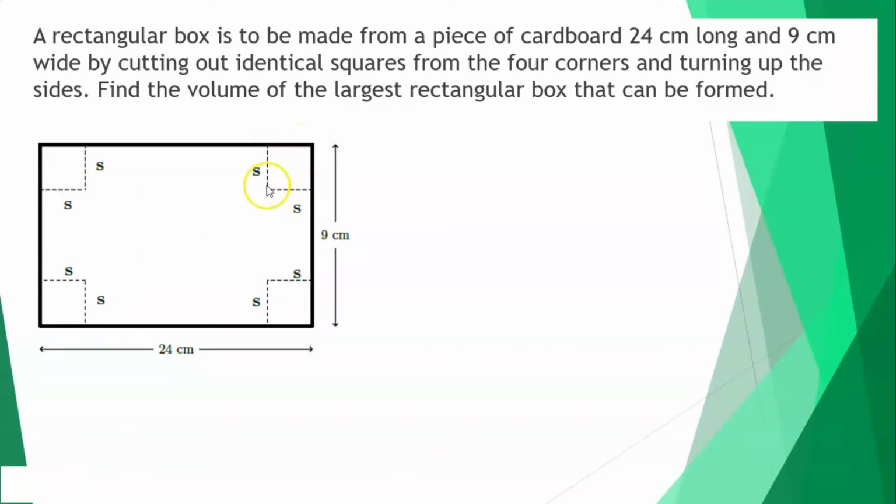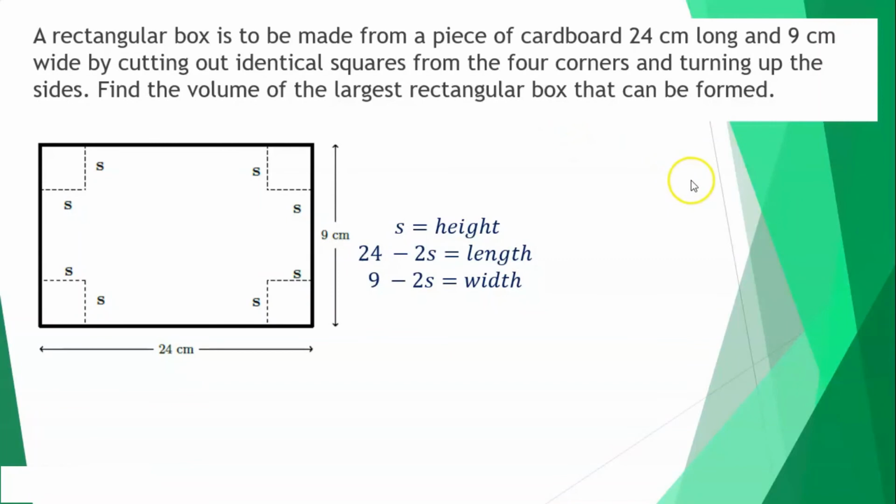So take note, we have to cut out this. We don't know what its dimension will be, so we'll assume that this is S. When you fold this up, this will become our height. This one here, instead of 24, will be 24 minus 2S. That will be our length. And this width here will be 9 minus 2S, because again, you cut out this S centimeters long. So again, this is our constraint equation because we have these variables here.